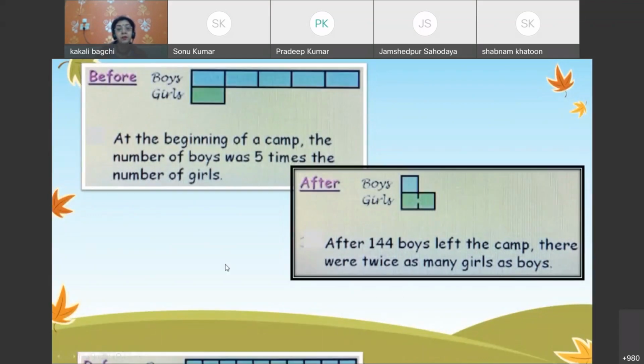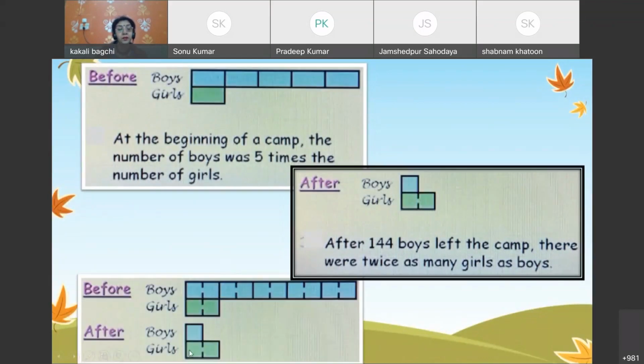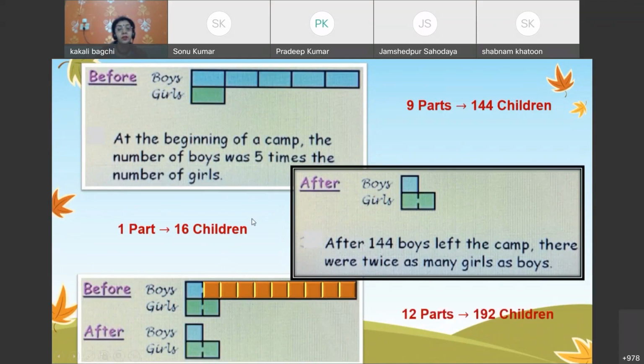So if we compare these two, before and after, how many boxes are differing? Count 9 boxes. That means these 9 boxes, 9 parts, are equal to 144 children. So one part is 16 children. Total 12 parts are there, 192 children.